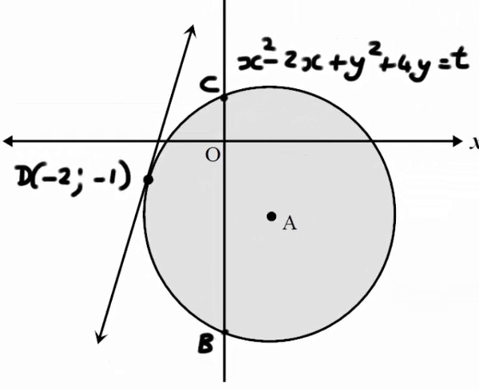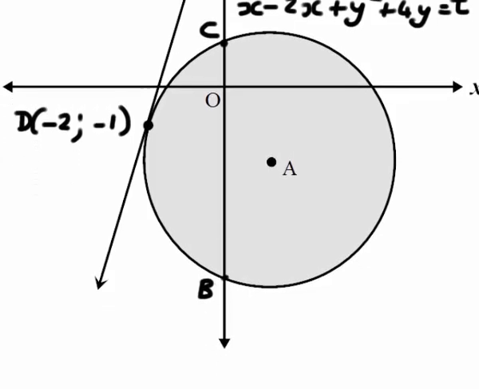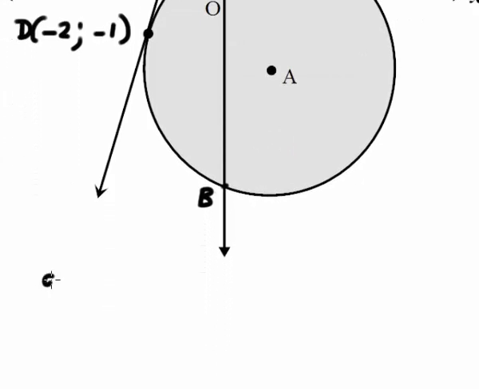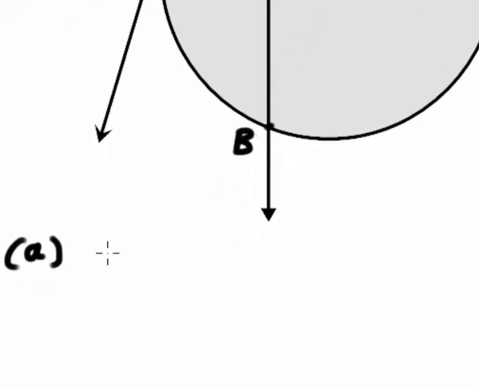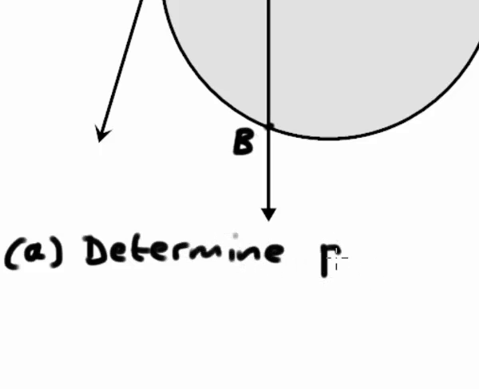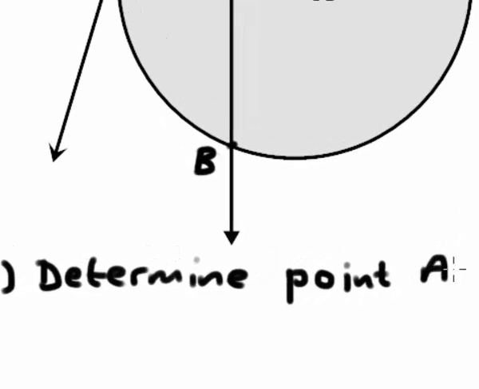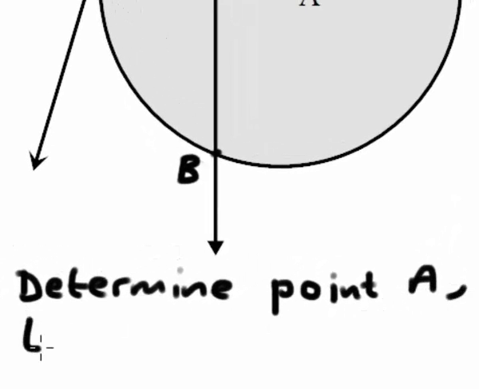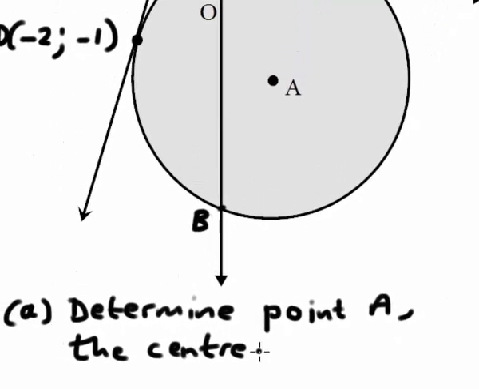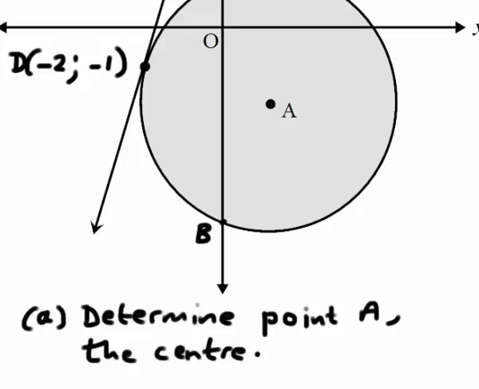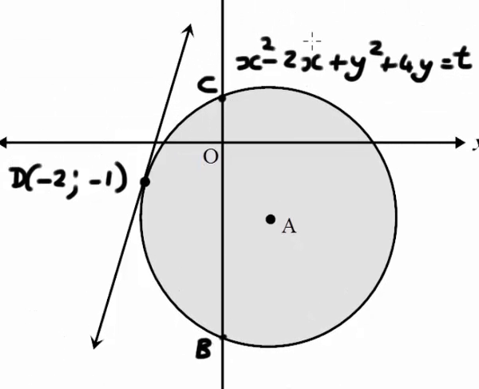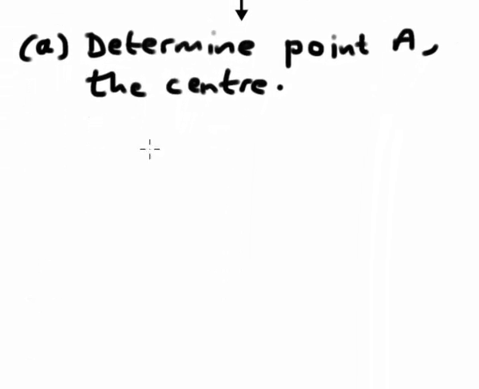Now, with this given information, the first question I want to discuss is: determine the coordinates of A, the center of the circle. How do we get the center of the circle? Well, we're going to have to complete the square on this equation. So let's rewrite that, and then we can easily determine the center. Let's write it down.